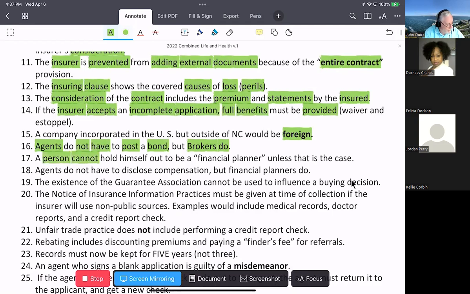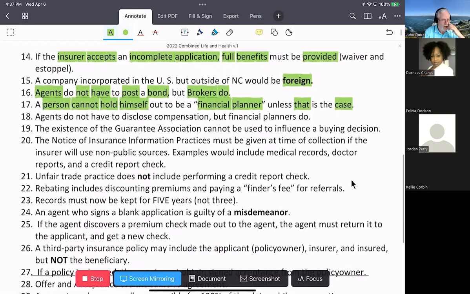A person cannot hold himself out to be a financial planner unless they really are a financial planner, because they have that certified financial planner designation. So agents do not have to disclose compensation, but financial planners do. So a financial planner has an agreement. It says for $500, I'll tell you whether you need insurance or not. The agent doesn't have to tell them how much money they make.